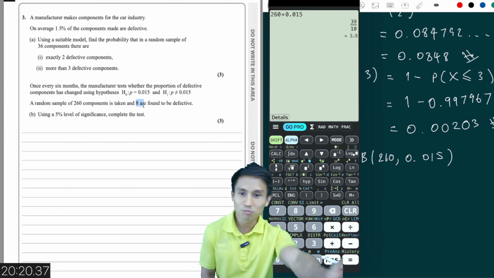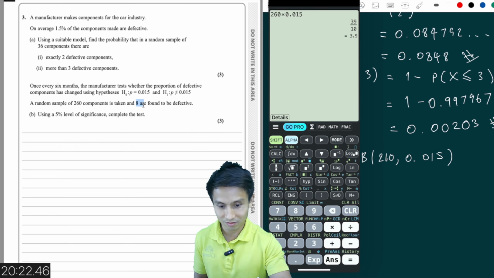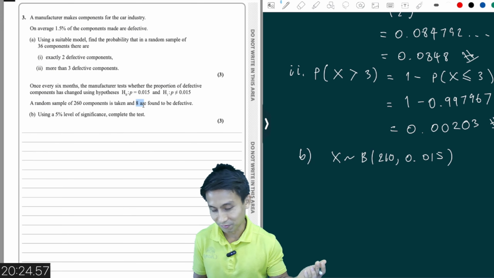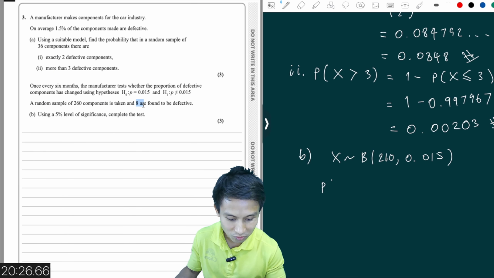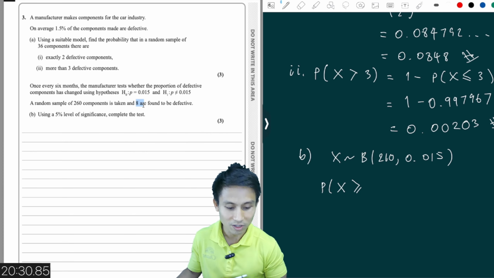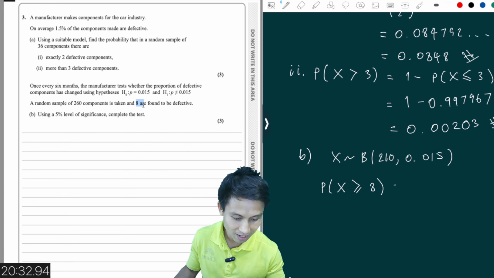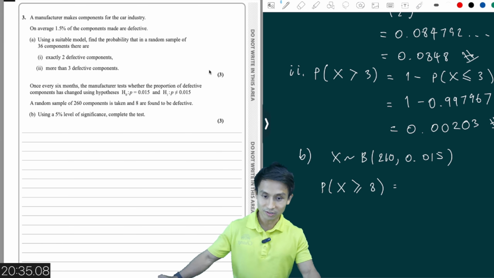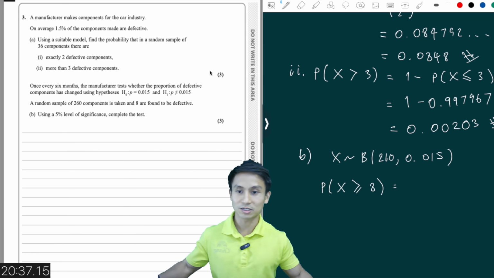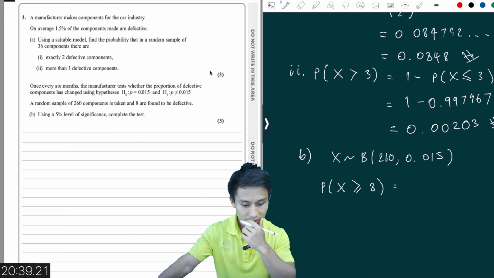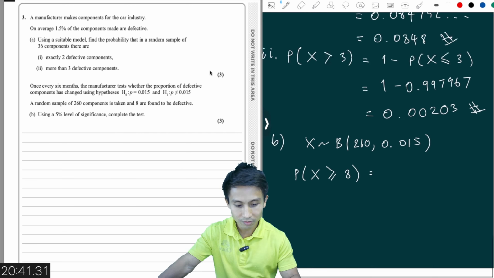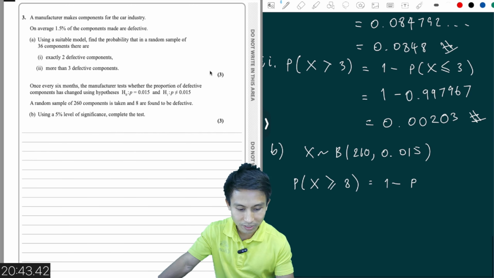Now, because 8 is more than the mean, we should do the right tail. Otherwise, it's going to be the left. But in this case, we do right. That means we should do greater than. So P of x greater than or equal to 8 is the p-value in this case. And we will compare that to the significance level. So that would be 1 minus P of x less than or equal to 7, right?